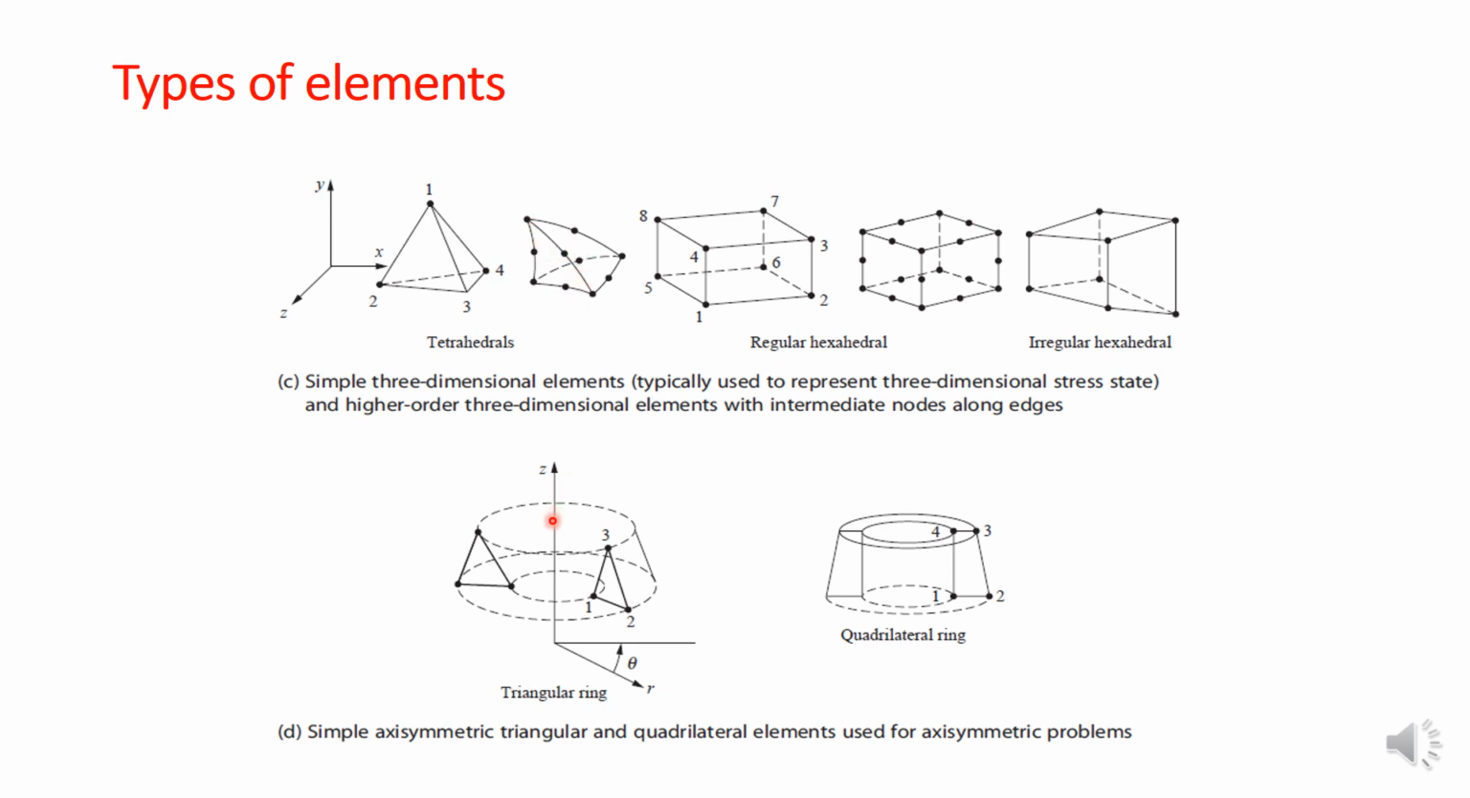And here we have axisymmetric elements, and these are used for axisymmetric problems. These are formed by rotating a triangle or a quadrilateral about a fixed axis located in the plane of the element through 360 degrees. For example, this triangular ring element is formed by rotating this triangular element with respect to the z-axis through an angle of 360 degrees. And these axisymmetric elements are used when the geometry and the loading of the problem are axisymmetric.